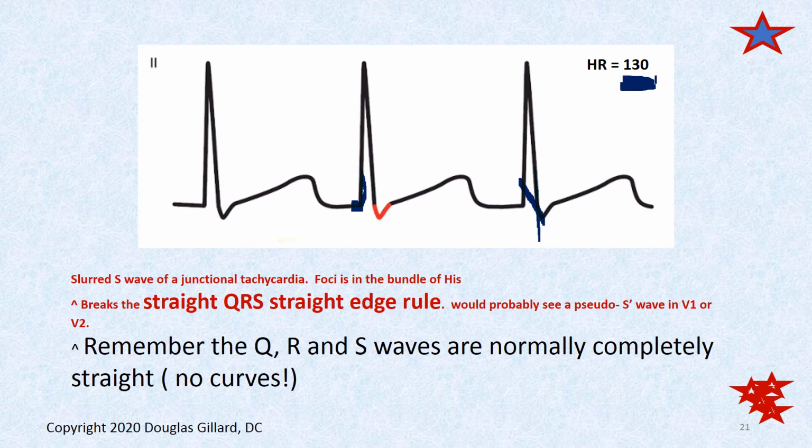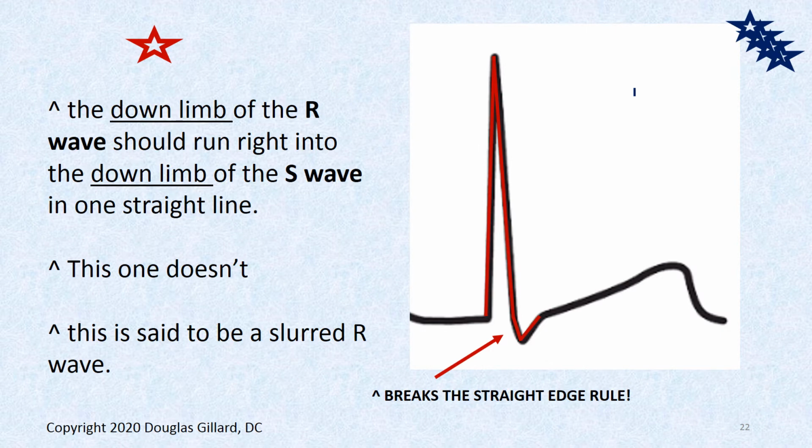We'll use the 140 rule for our test. If it's under 140, we'll call it a junctional tachycardia. Okay, see how I actually use the straight edge here, and that's no good. So that's a slurring of the S wave.